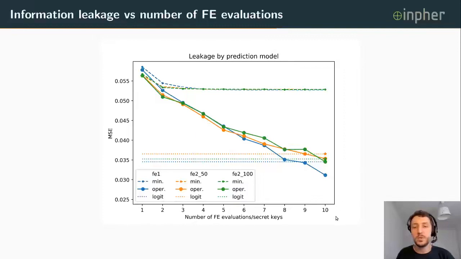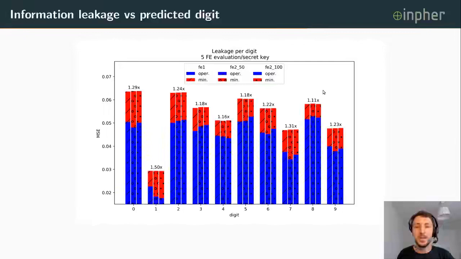When you use, for example, 10 function encryption evaluations, the leakage is almost two times bigger, measured in mean squared error, than the minimal leakage. So as you can imagine, the leakages in this use case will differ as a function of the digit we want to reconstruct, because some digits are easier to reconstruct than others.